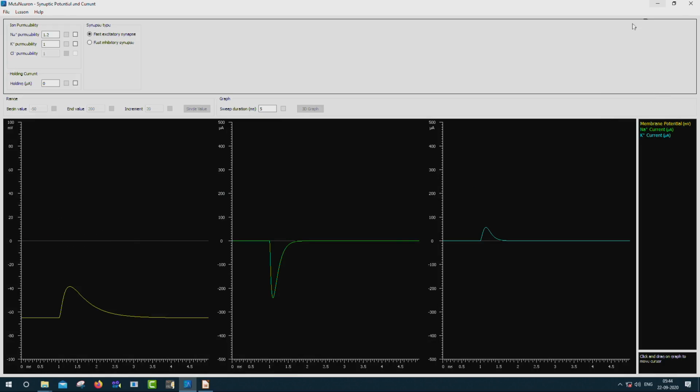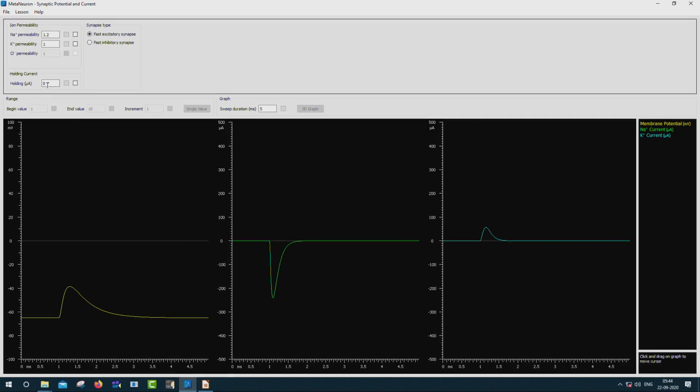So I will enter the demonstration. The demonstration is lesson 6, synaptic potentials and currents. It's already open over here. So just to go over the panel above, we just have ionic permeabilities. We have sodium permeability kept at 1.2, potassium permeability kept at 1, and chloride permeability is not relevant here because we are looking at excitatory synapses.